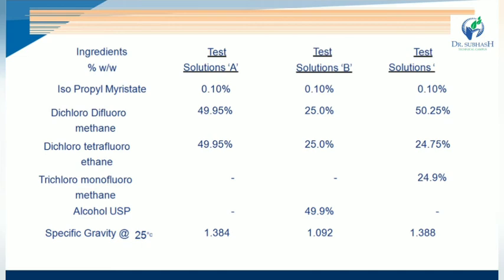Next, the specific gravity at 25 degrees centigrade. Test solution A has a specific gravity of 1.38, test solution B is 1.09, and the last one is 1.88.